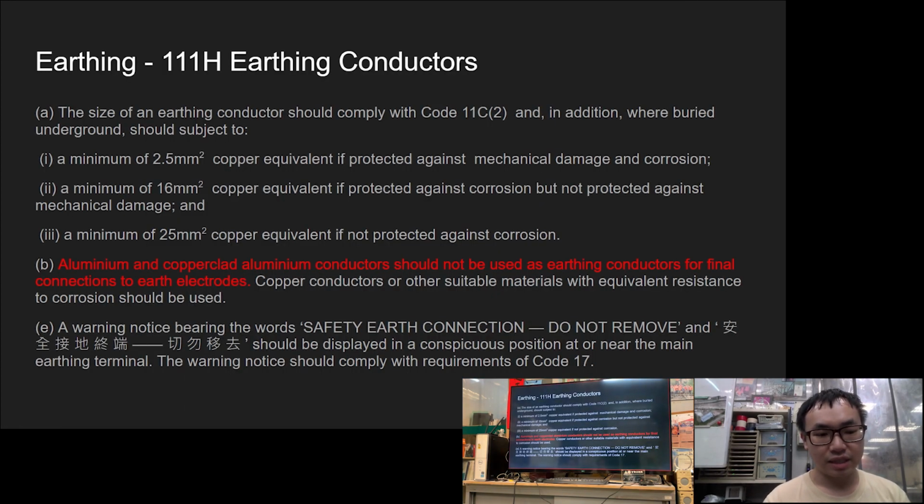Yeah. And earthing conductors. The earthing conductor is really the metal bar that is buried in the ground. And it should always be made of copper. No aluminium should be used. Though aluminium is also a relatively good conductor, under the law and regulations in Hong Kong, use copper as your earthing bar.